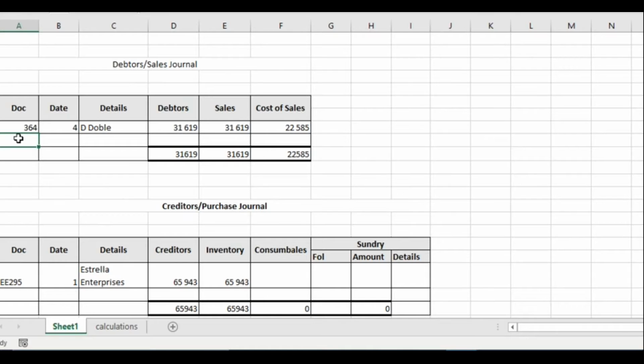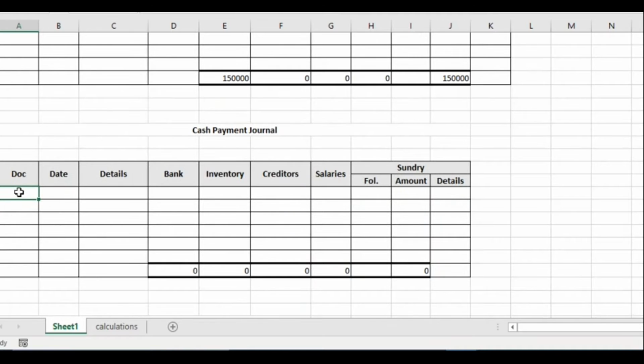Our next transaction is we paid monthly rent 28,880 via electronic transfer. Reference T0401 to EI or AL Bully. So our rent is going to go to our CPJ because it's a cash payment. And our document number for this one is T0401, day number 5.